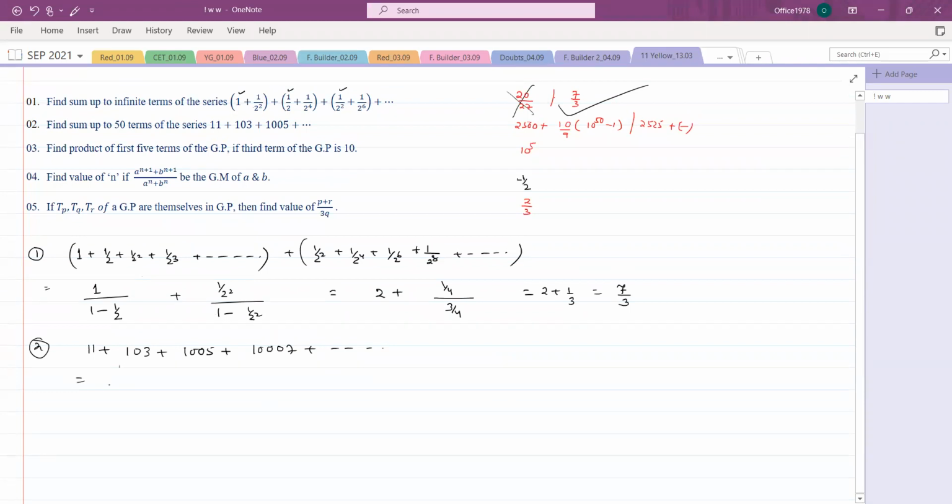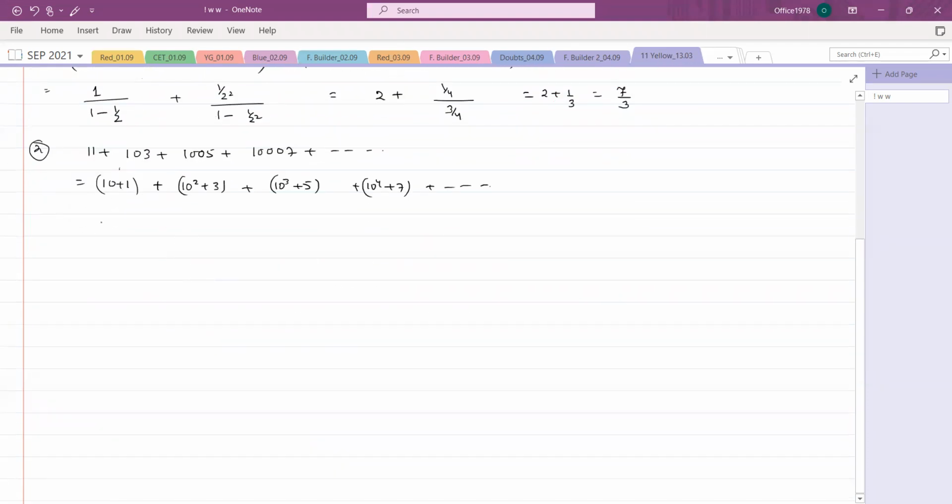So 11 you can write as 10 plus 1. 103 you can write as 10 square plus 3. 1005 you can write as 10 cube plus 5. Then 10 raised to 4 plus 7 and so on. So take the first term of all: 10, 10 square, 10 cube, 10 raised to 4, up to 50 terms.